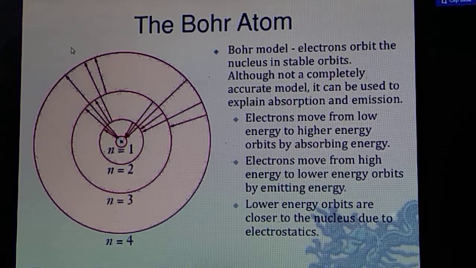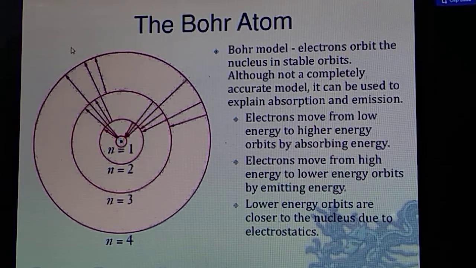Second, electrons move from a lower energy to a higher energy orbit by absorbing energy. Third, electrons move from a higher energy to a lower energy orbit by emitting energy. Fourth, lower energy orbits are closer to the nucleus due to the electrostatic force of attraction.